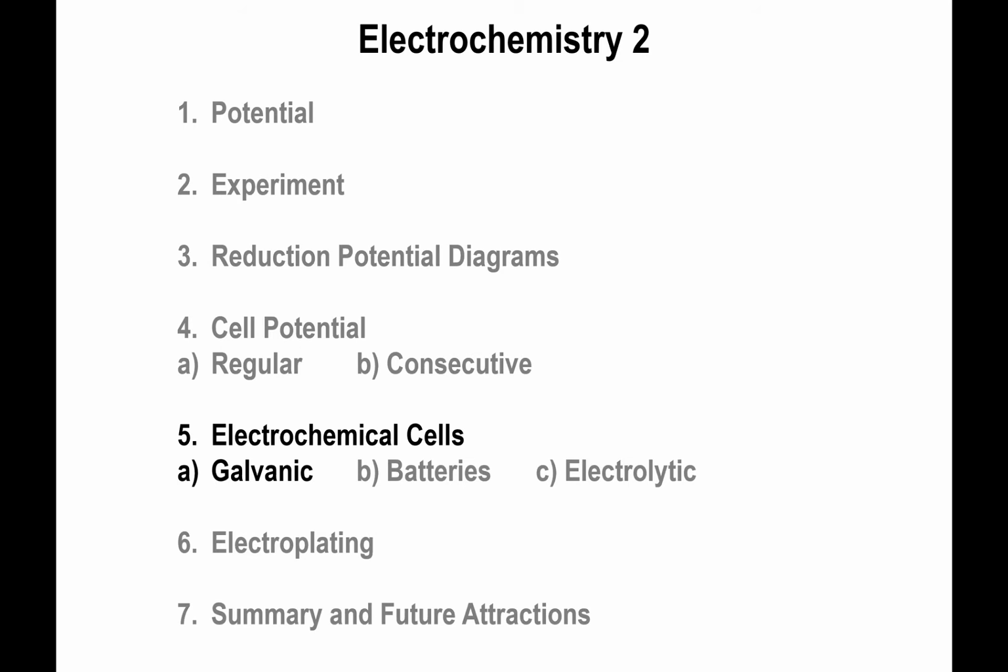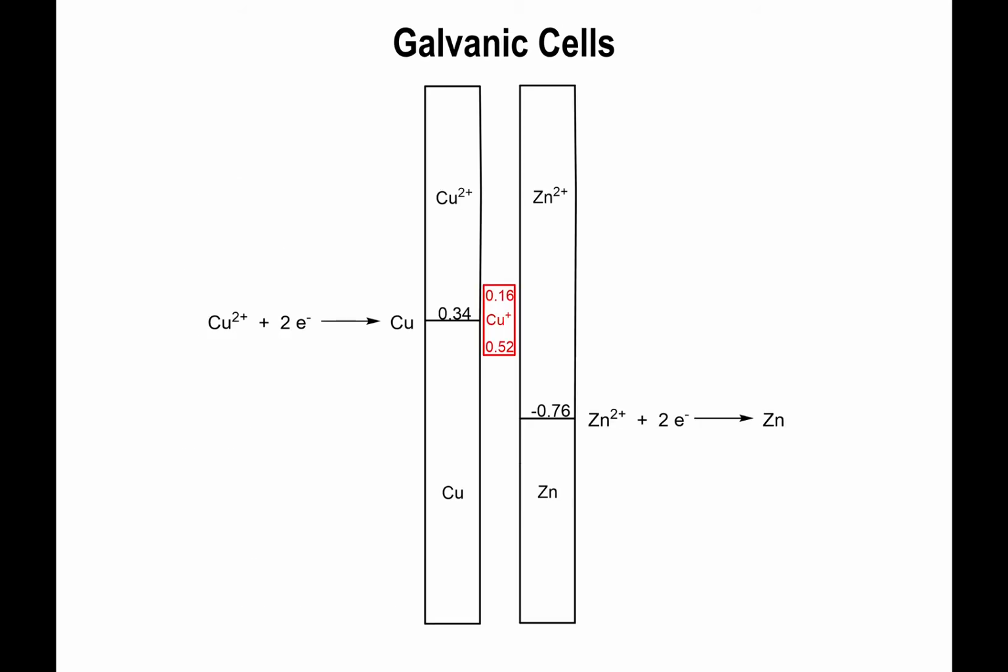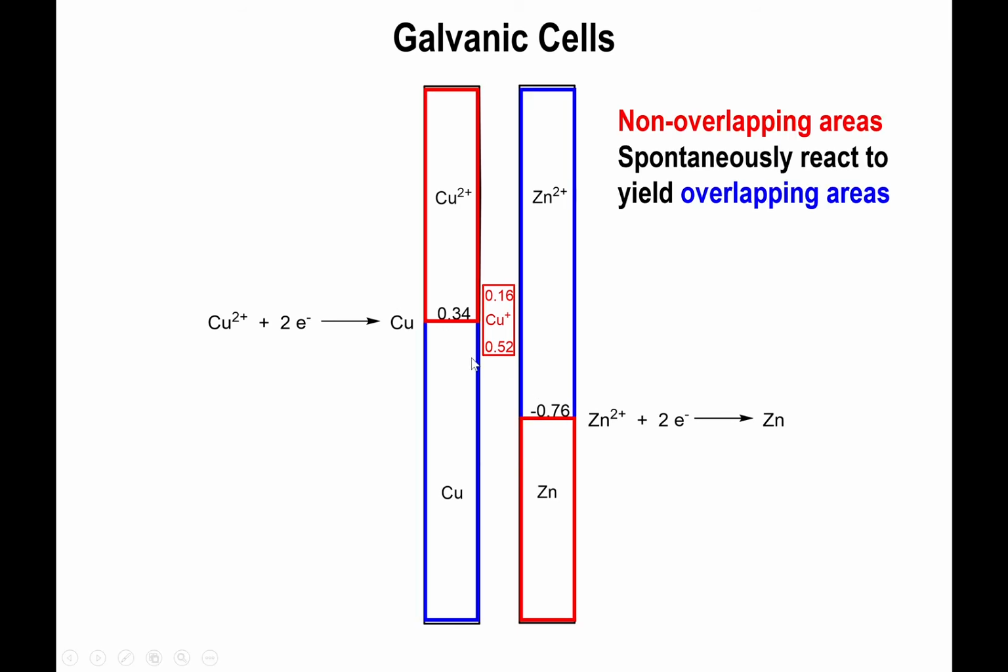So let's take a look at the galvanic cells in more detail. Alright, so here we're looking at a copper and zinc example. We have the copper 2 plus to copper 0 reduction, and we have the zinc 2 plus to zinc 0 reduction as well. Alright, so looking at the values and starting with the reagents, copper 2 plus does not overlap with zinc 0, so that means that they will react with each other. And they will react in this particular case to give you copper 0 and zinc 2 plus. Here we have no question about that happening.